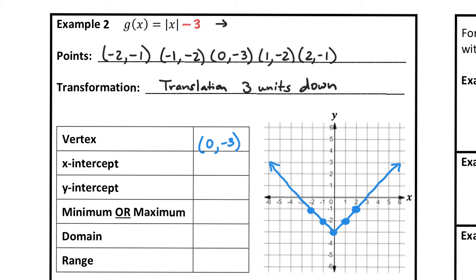The x-intercept. Well, now we have 2 x-intercepts. So let me use a different color for those. We have an x-intercept here and here. So that's going to be at negative 3, 0 and 3, 0. That's for the x-intercept.